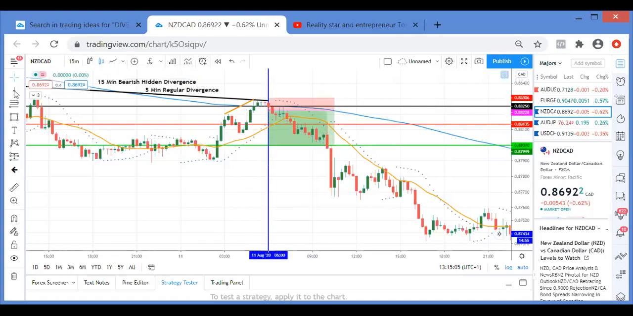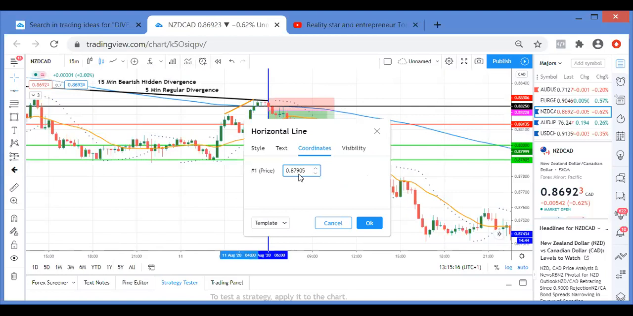Now, if I get another horizontal line and put it where I think the second floor was, which was here, because obviously this is a low, I go to my settings. Okay, 0.7905. What's the nearest quarter point? Simple, 0.88000.